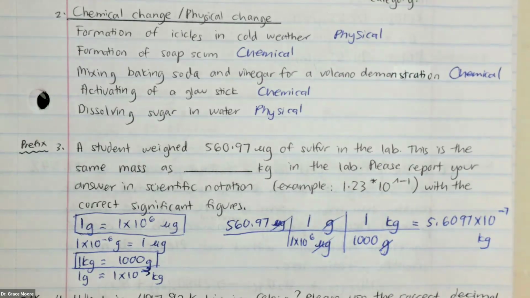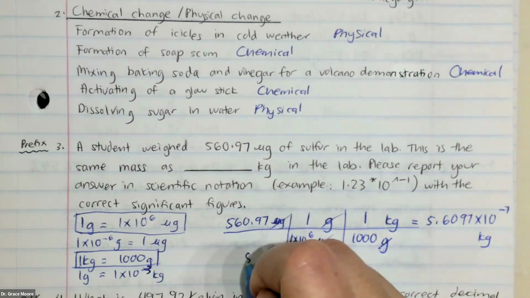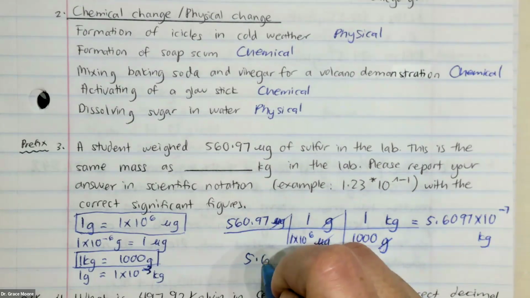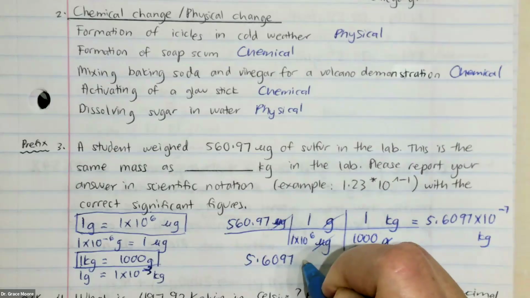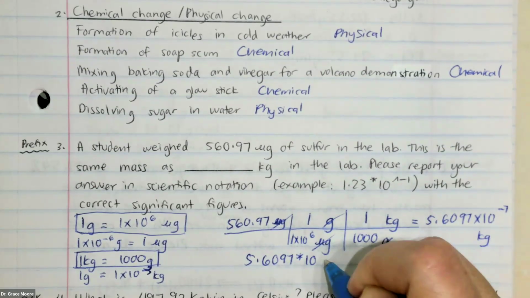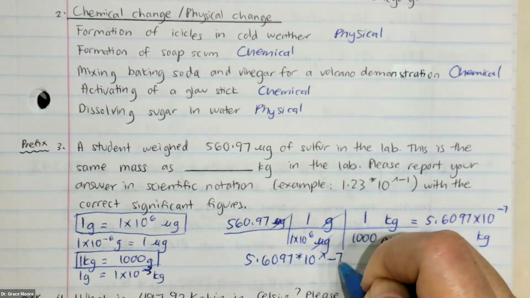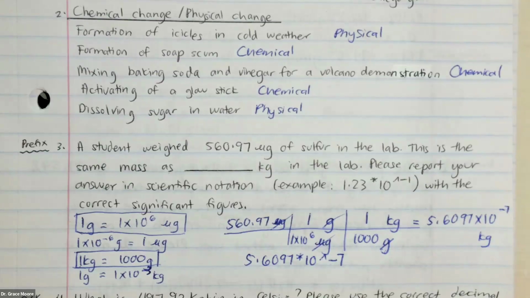Now, if you were to type this out on your computer, you would simply type 5.6097, and then you put that star sign, and then 10, and then you type the up sign, and then you write negative 7. Okay, that is number 3.